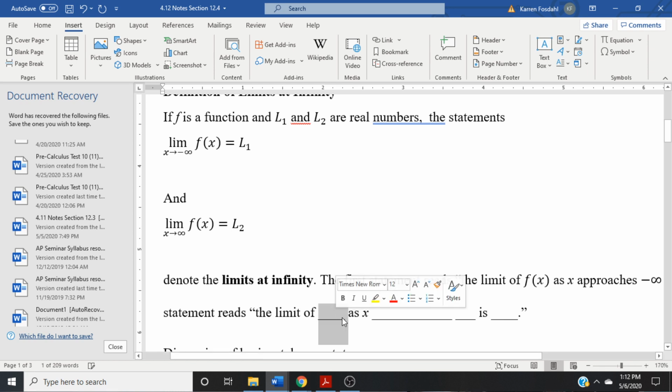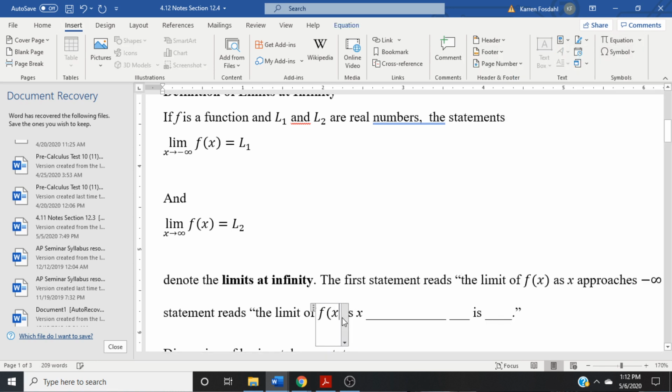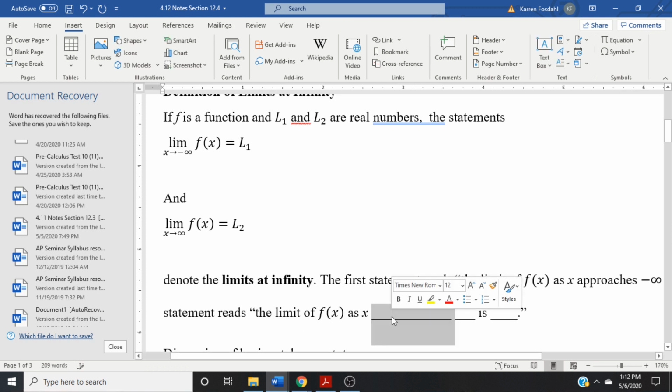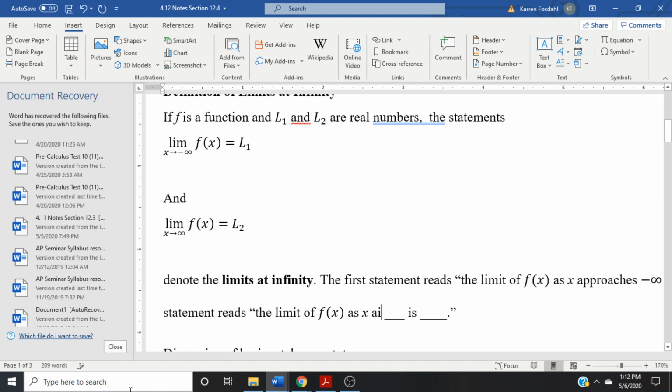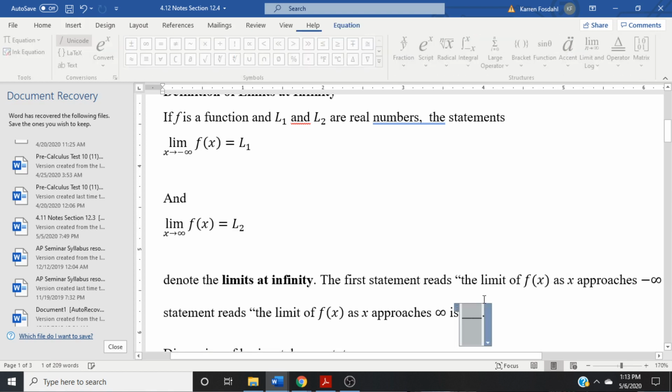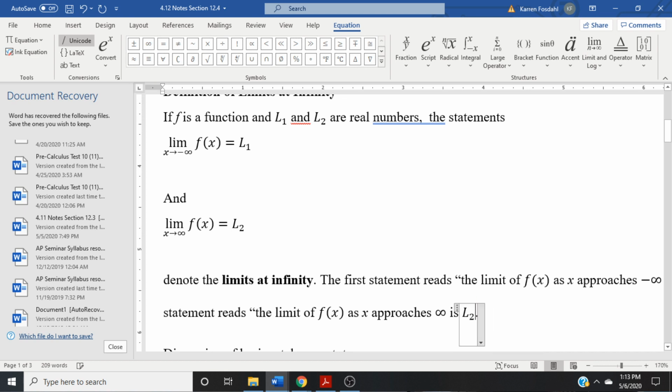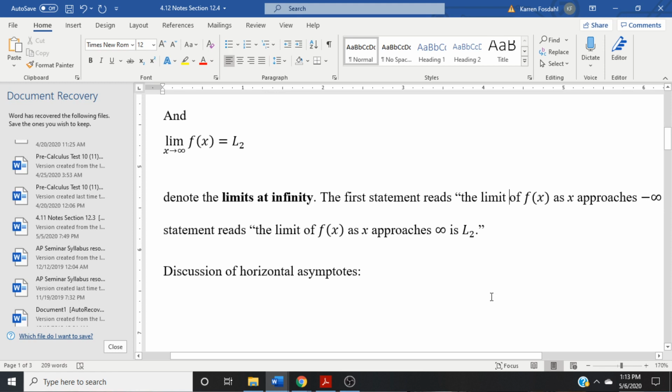And then the second statement, which is going to be easier to read, is the limit of f of x as x approaches infinity is going to be L2. Okay? Oh, more than one person joined.